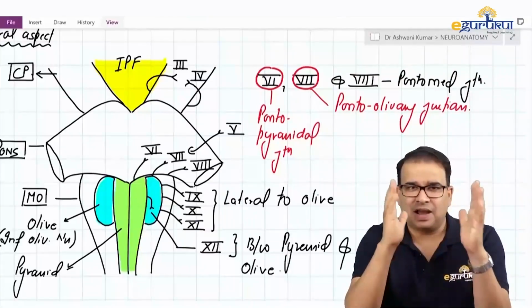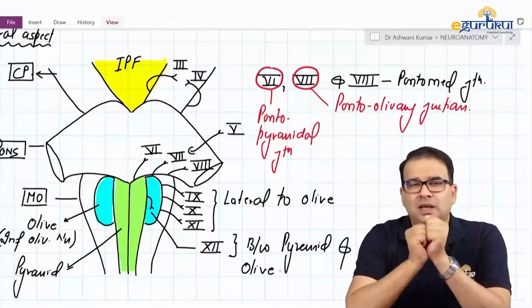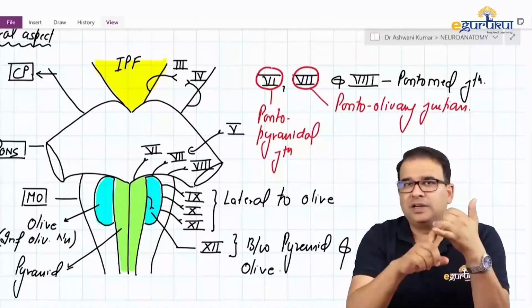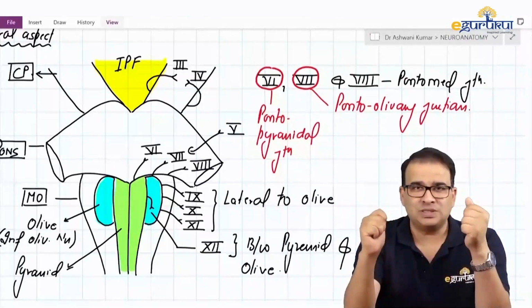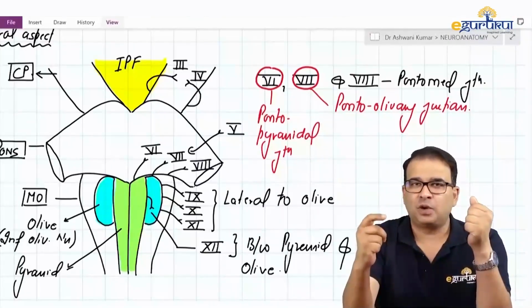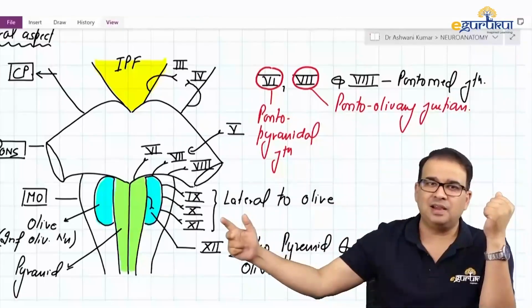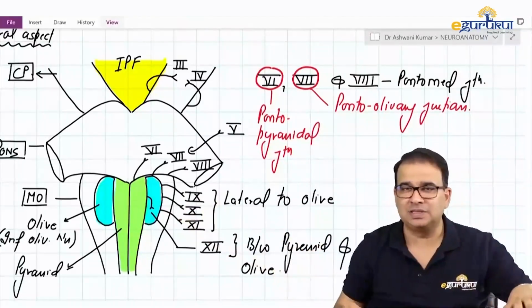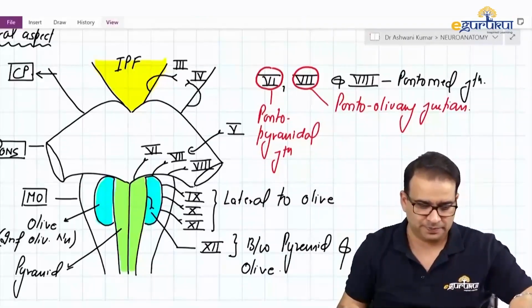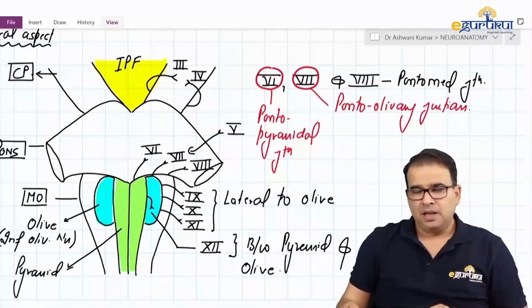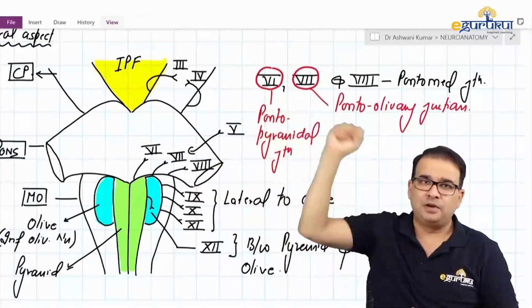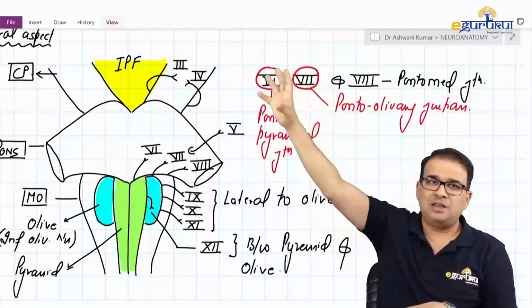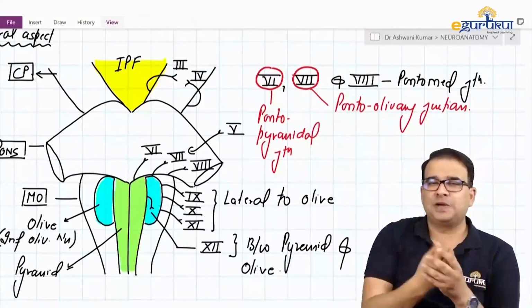So just having an idea from the morphology about what nerve is present where: 3rd and 4th winding around the peduncle. 5th is the only nerve from the ventral aspect of the pons. 6th, 7th, 8th from the pontomedullary junction. 9th to 11th lateral to the olive, and the 12th nerve is between pyramid and olive. Let me take your attention from this part to the interpeduncular fossa now. Let's focus only on the cranial part of this ventral aspect of the brainstem.